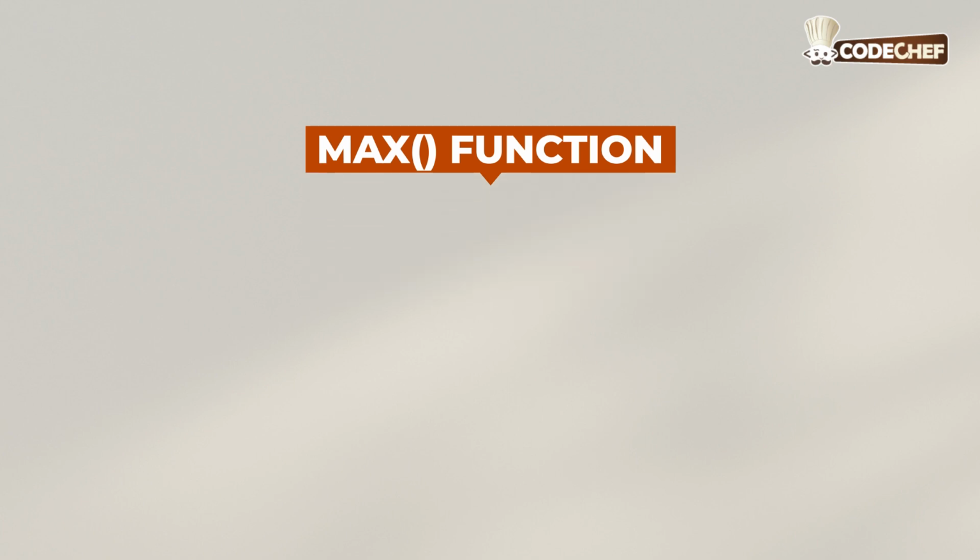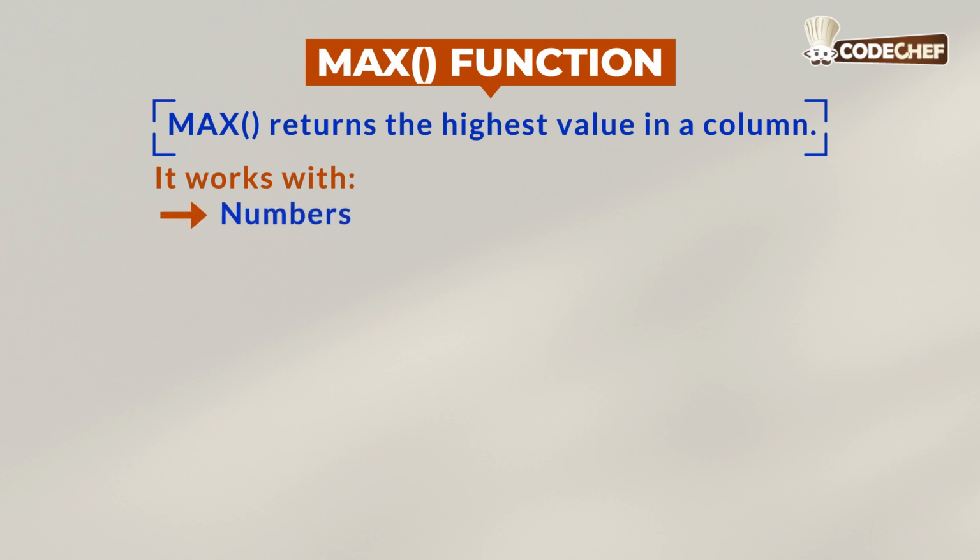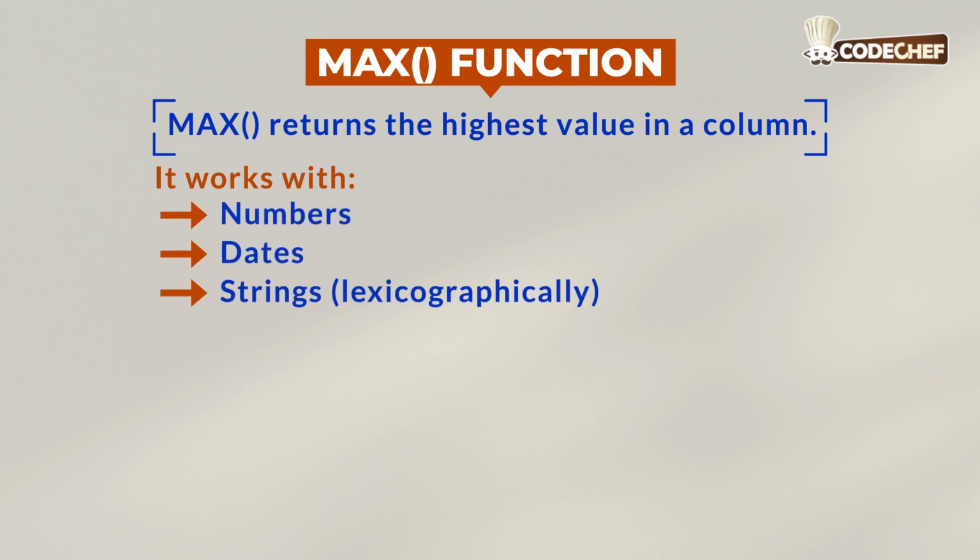Max function. Max function returns the highest value in a column. It works with numbers, dates and strings. So numbers, of course, the highest value, then date, the latest value. For strings, it works lexicographically. That means in the order of dictionary. Syntax. Max, then inside brackets, column name.